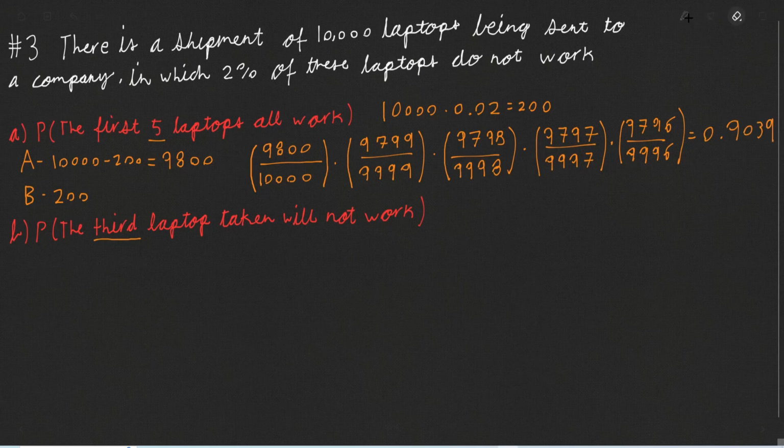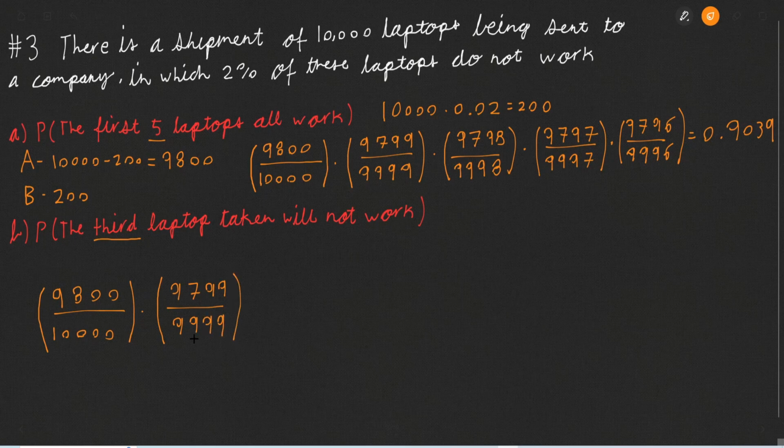But now for part B, we want to find the probability that the third laptop taken will not work. So we're able to start this question the same way as our last question, where we have our first and second laptop we know will need to work, because that's what the question is asking. So we'll have 9,800 over 10,000 multiplied by 9,799 divided by 9,999, because we're still taking one laptop that works away and one laptop total away.